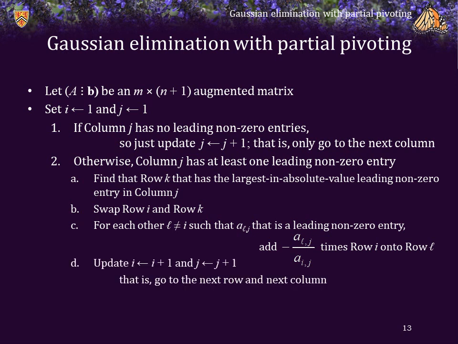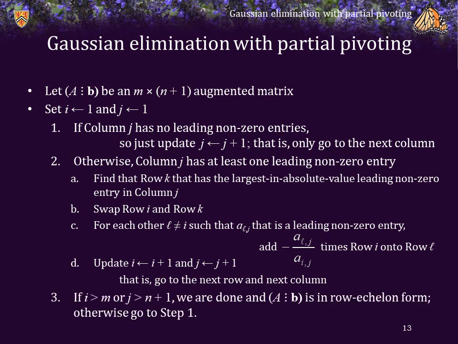At this point, we will increase J by 1, meaning that we're going to go to the next column, and we will also increase I by 1, meaning we are going to go to the next row where we will swap a possible subsequent row so as to place the largest leading non-zero entry to that row. Now, if ever I is greater than m or j is greater than n plus 1, we are done, and the augmented matrix must now be in row echelon form. Otherwise, return to step 1 and run this algorithm again.